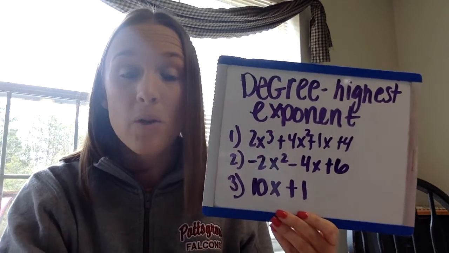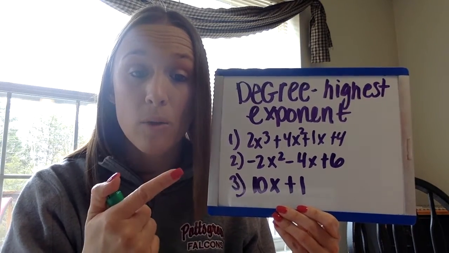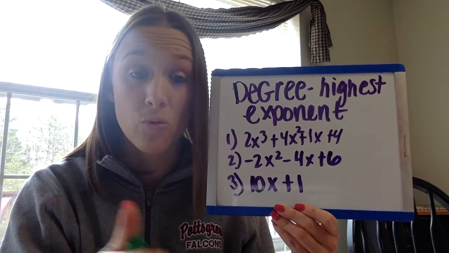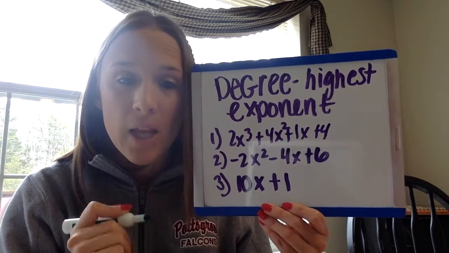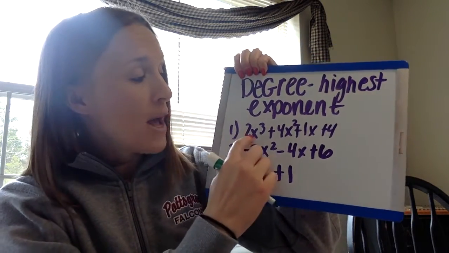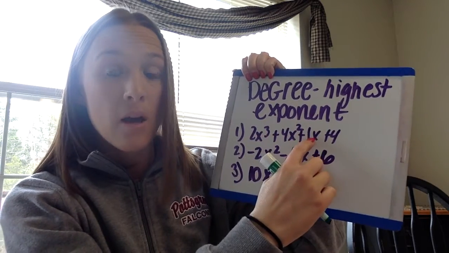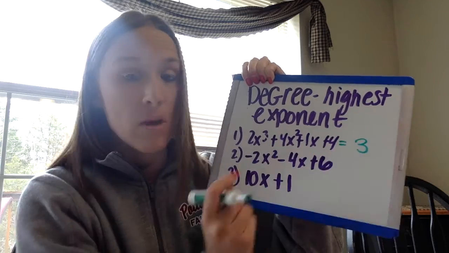So anytime you have a polynomial, remember we have binomials, which is 2, monomials, which is 1, and trinomials, which is 3. You are just finding the highest exponent in the problem. That's all. So number 1, it's 2x to the third plus blah, blah, blah. That degree is 3. So the answer for this one would be 3.